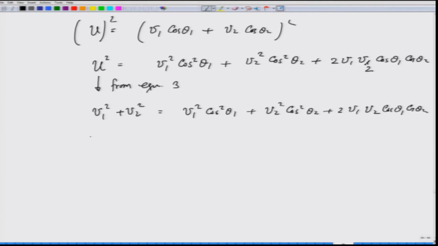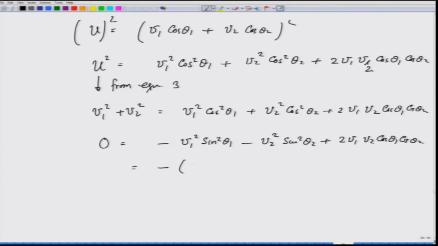I will take v1 square and v2 square to the right hand side, and therefore I will get 0 equals minus v1 square sine square theta 1 minus v2 square sine square theta 2 plus 2 v1 v2 cosine theta 1 cosine theta 2, which I can write as minus v1 square sine square theta 1 plus v2 square sine square theta 2 plus 2 v1 v2 cosine theta 1 cosine theta 2. This I can further write, because I already know from the second equation that v1 sin theta 1 minus v2 sin theta 2 is 0. So, I will use that equation and bring it in that form.